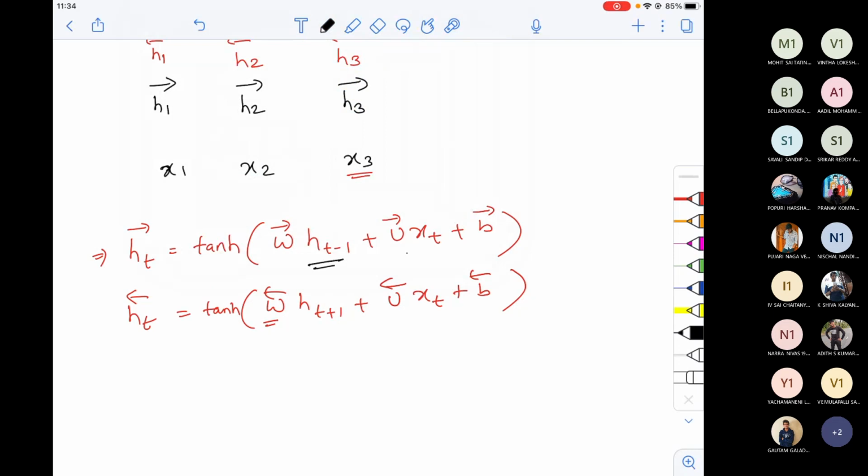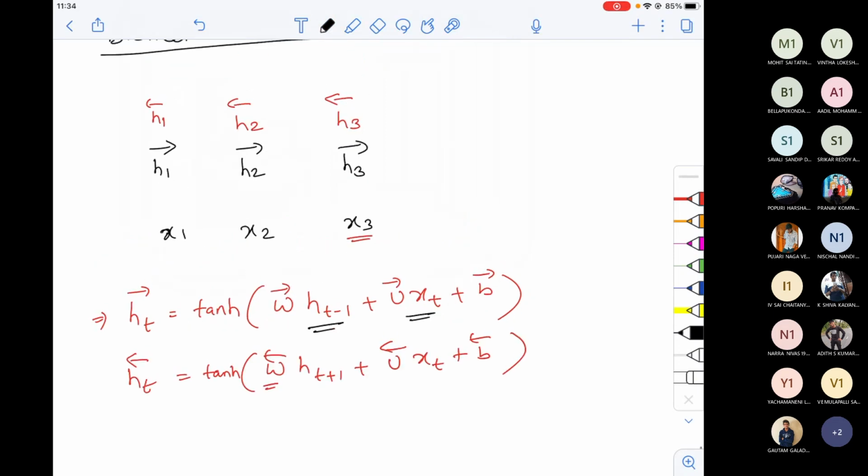This is HT minus 1 and UXT, because if you observe, H2 takes input from H1 and X2. So this is the U matrix and W matrix: U into XT, W into HT minus 1, and the bias. But now I want it in the backward direction. So what is the situation here?